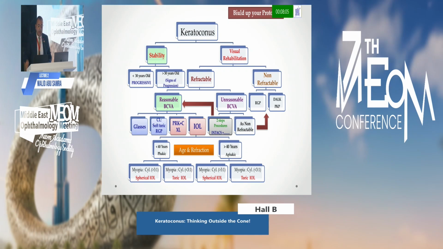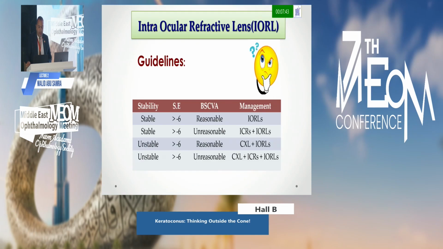And if we have a refractable vision, reasonable best corrected visual acuity, together with stability, we can have other options away from DALK or PKP, which are refractive solutions for keratoconus, like IOL implantation, whether phakic or aphakic, and PRK with cross-linking like the Athens protocol. And it is very important to determine the stability and the progression of the case.